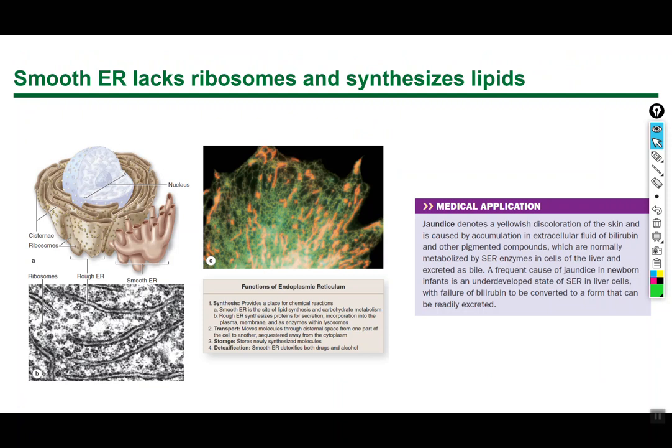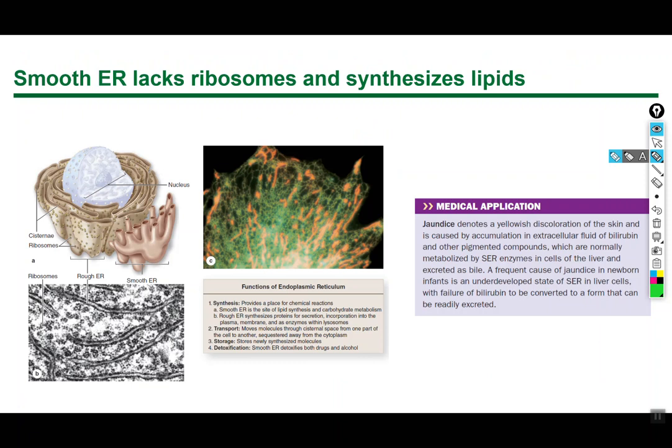Okay, so the smooth ER lacks ribosomes, and it synthesizes lipids. It looks like the RER a little bit, and it's actually contiguous with it, so the membranes are not separate. It's just that it doesn't have any ribosomes on it, which is why we call it smooth. So this synthesizes lipids, a variety of them. So you would expect to see lots of smooth endoplasmic reticulum anywhere lipids were produced.